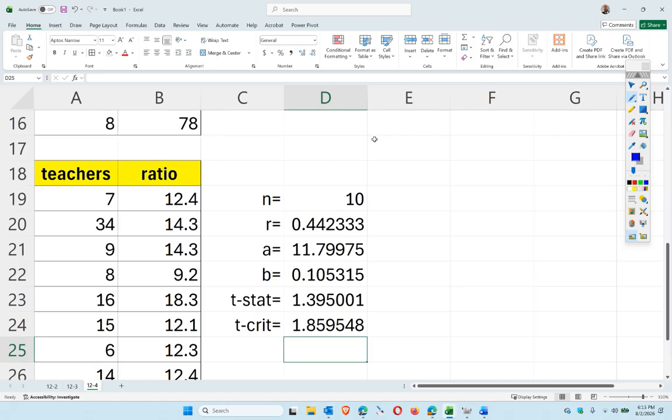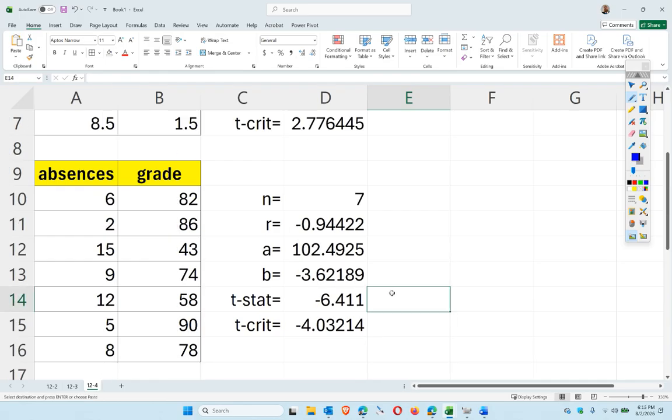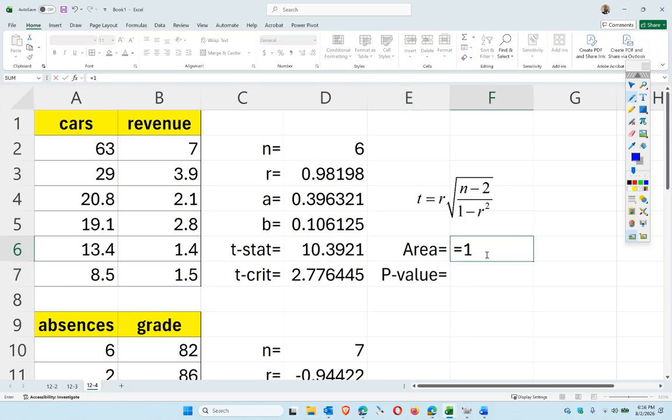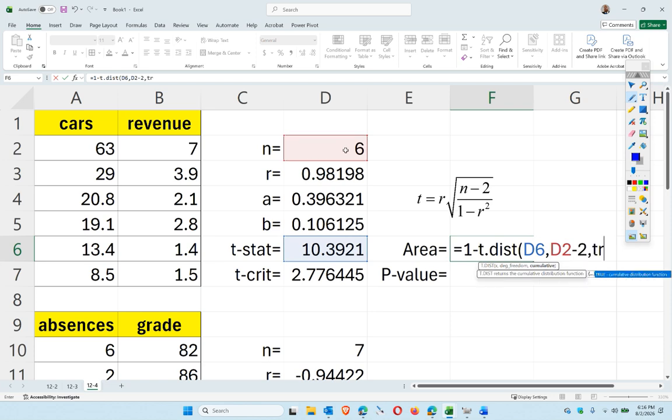Okay, so we want the area and the p value. And you're like, why is it two different ones here? Well, you're going to see. So you're going to copy, paste, and paste. Okay, so if I do the area here, I want to do 1 minus t dot distribution. Click on the t-stat, comma, degrees of freedom minus 2 comma true. Well, why is it 1 minus?